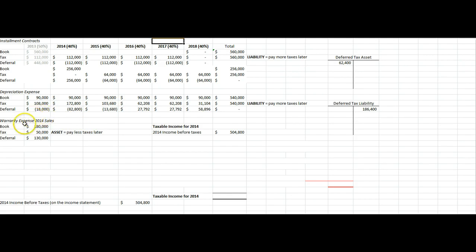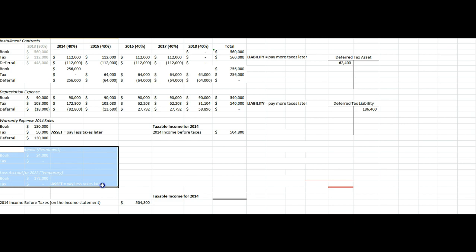Our warranty expense, remember the facts told us that last year we booked $200,000 and only paid $44,000, but this year we actually make some payments on our warranty expense, and we incur new warranty expense for the 2014 sales. Those warranty expenses were on our books for $180,000, but we only made payments of $50,000, so we've deferred $130,000.